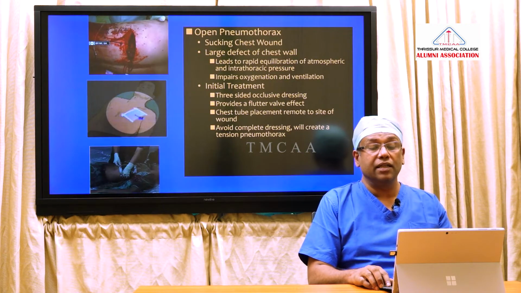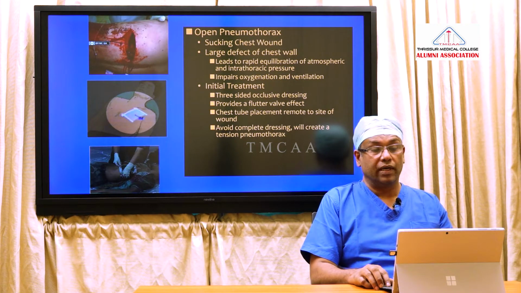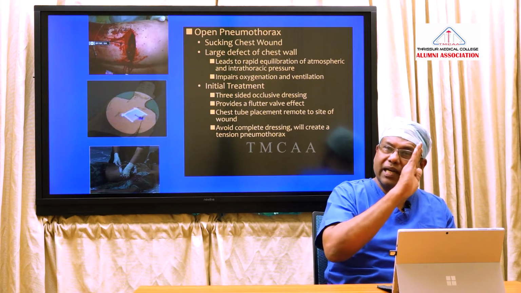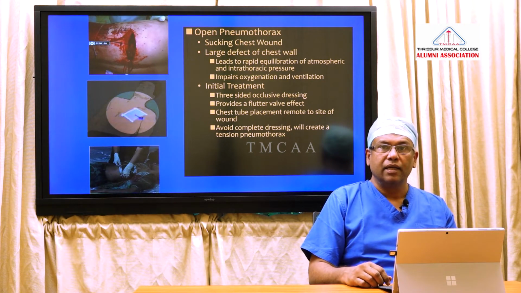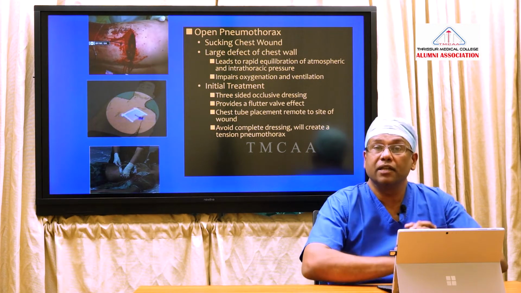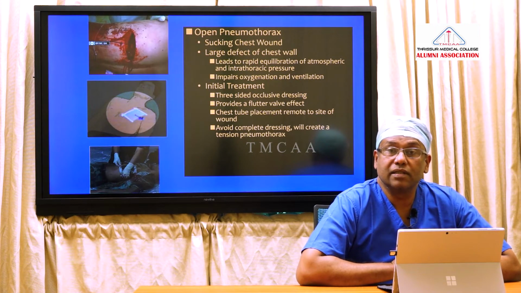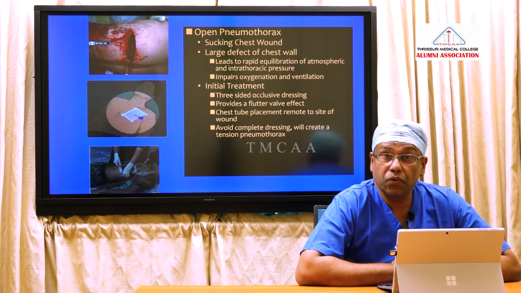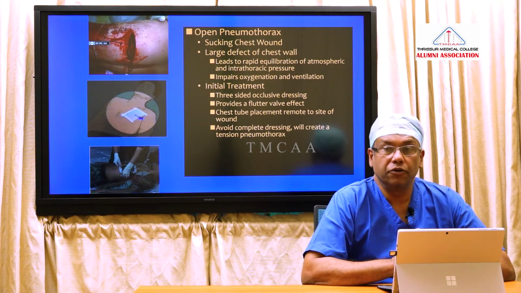Now coming to the next entity, the open pneumothorax. Open pneumothorax is caused by a sucking chest wound, something like an impalement injury. Right? And the air comes and goes out. So what will happen? There is a large defect in the chest wall, and that is causing the sucking of the air, and that will lead on to progressive collapse of the lung. So what will you do?